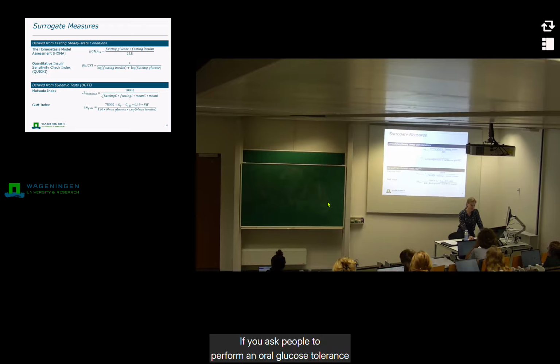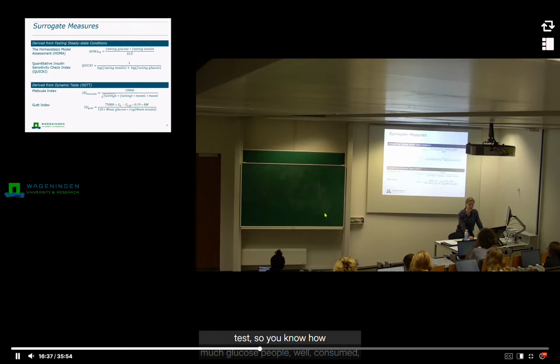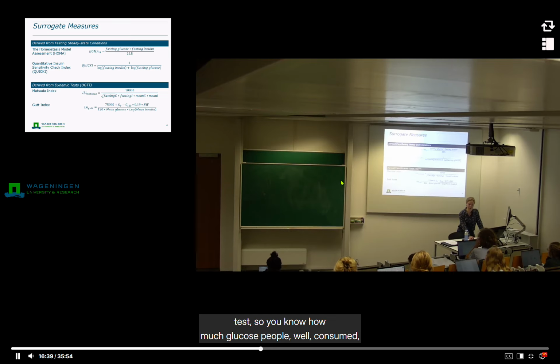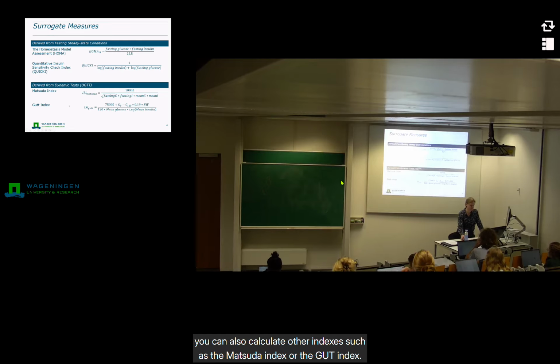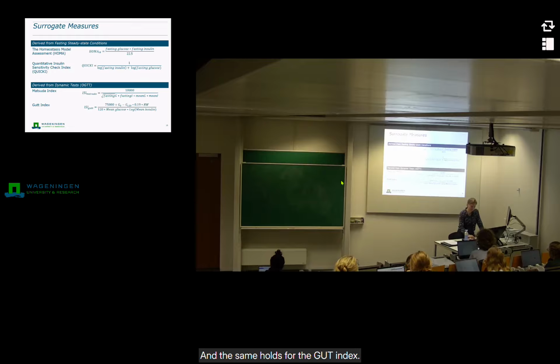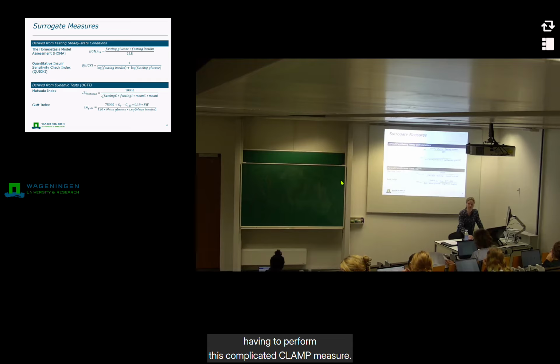If you ask people to perform an oral glucose tolerance test, so you know how much glucose people consumed, you can also calculate other indexes, such as the Matsuda index or the gut index. These are also formulas that use, for example, fasting glucose and fasting insulin levels, but also the different time points at which you measure glucose after consumption of the known amount of glucose. And the same holds for the gut index. These are just formulas made to say something about the insulin sensitivity without having to perform this complicated clamp measure.